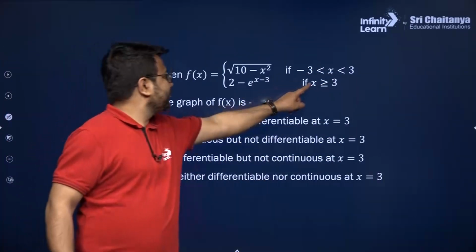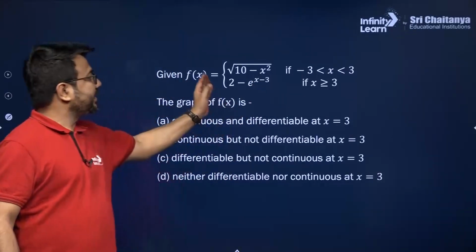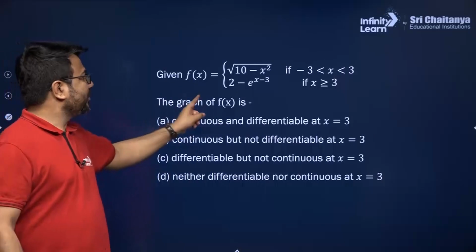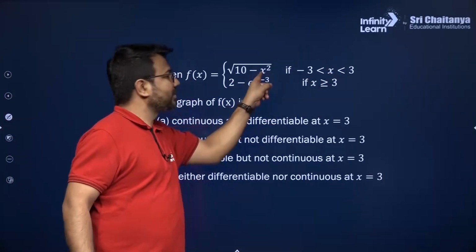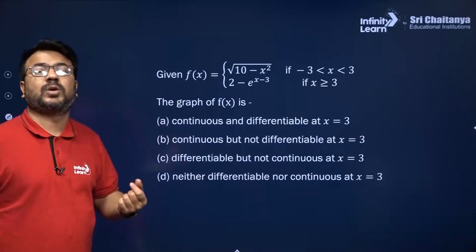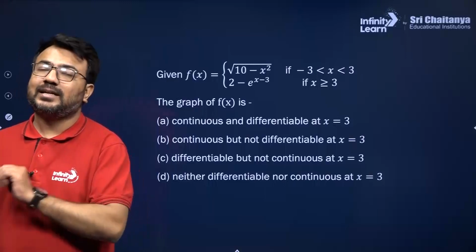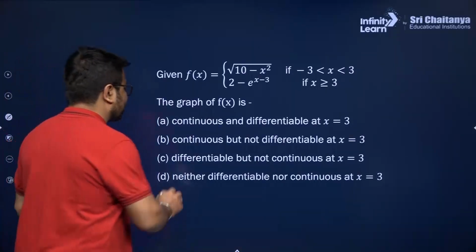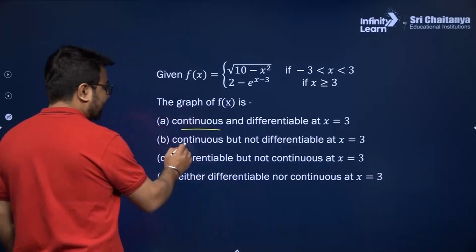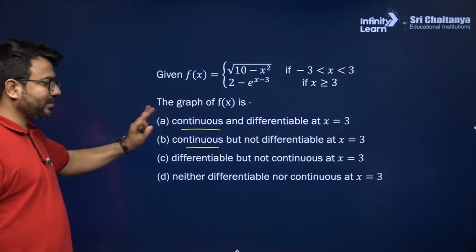So at x equals 3, if I place x equals 3, it will be e raised to the power 0, and 2 minus 1 will be 1. So at 3 it will be 1. And here also if I place x equals 3, it will be 10 minus 9, which is square root of 1. So I am observing that the left hand limit at 3 and the right hand limit at 3 are both the same. So that is why the function is continuous. So here we have continuous, here also we have continuous. So among them, option A or option B will be the answer.